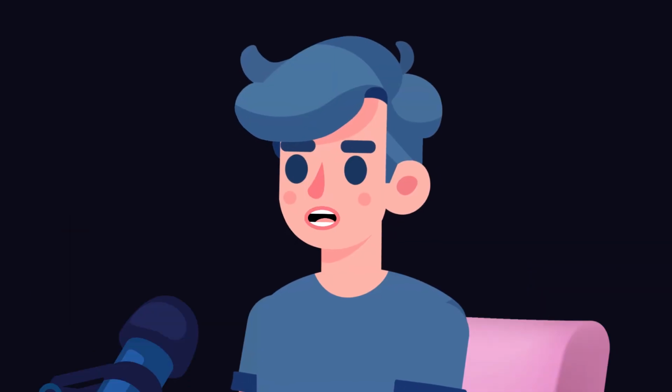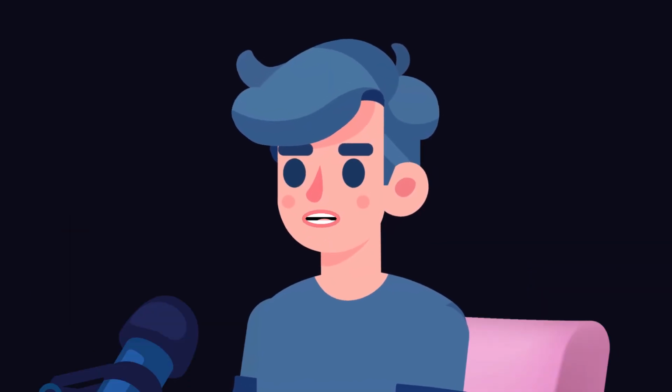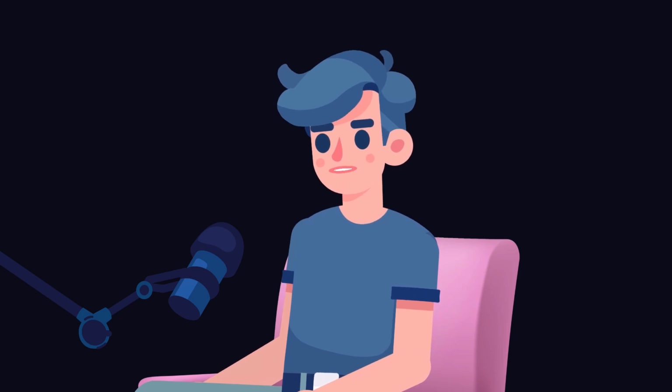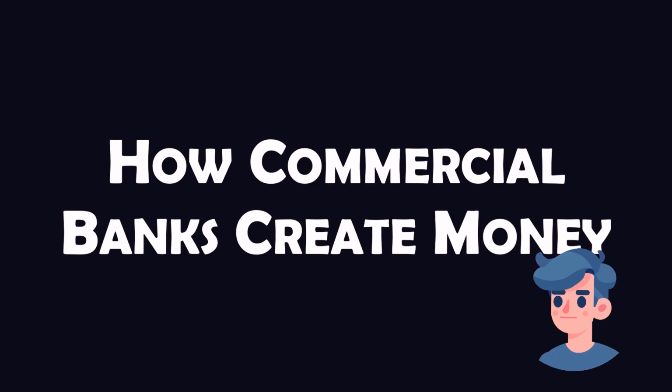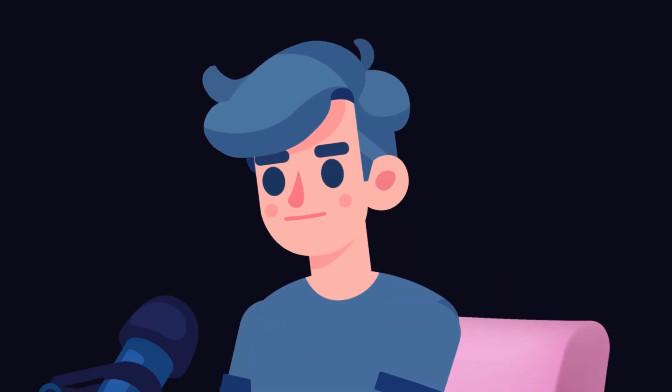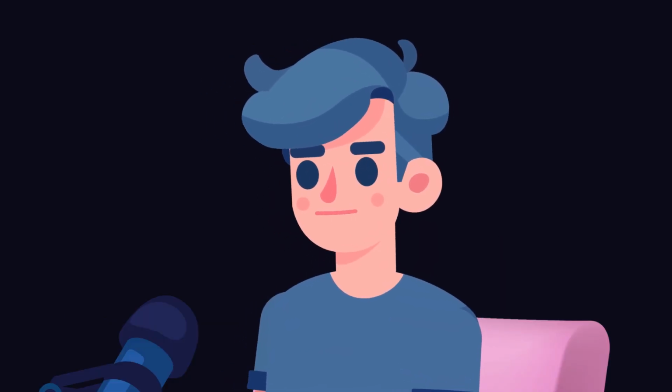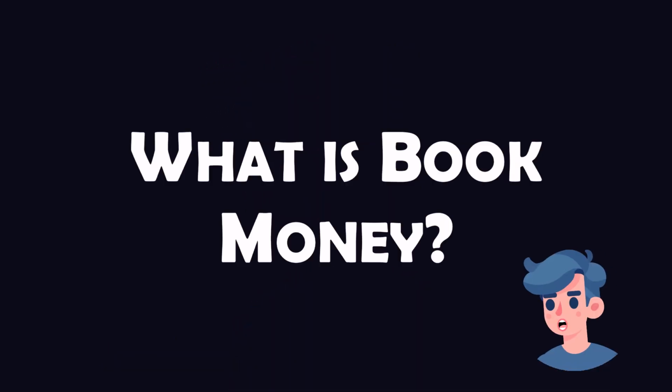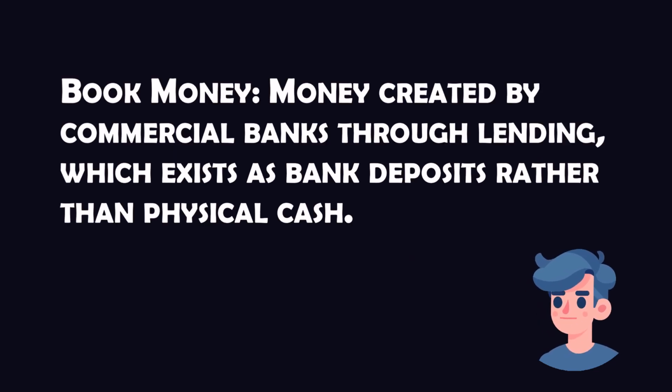Now, let's move on to the role of commercial banks in money creation. Besides lending to individuals and businesses, commercial banks also create money when they issue loans. For example, if you take a loan from a bank to buy a house, the bank does not give you physical cash. Instead, it credits your account with a deposit, thereby creating new money. This brings us to the concept of book money or bank money, which is the money created by commercial banks in the form of bank deposits. While this money is not printed, it functions as money because it can be used for transactions.